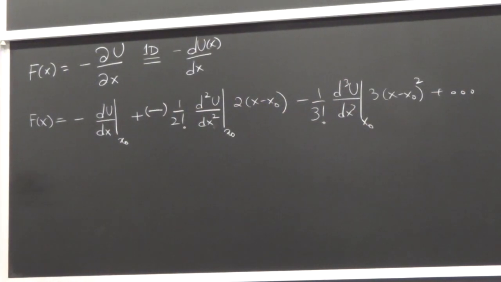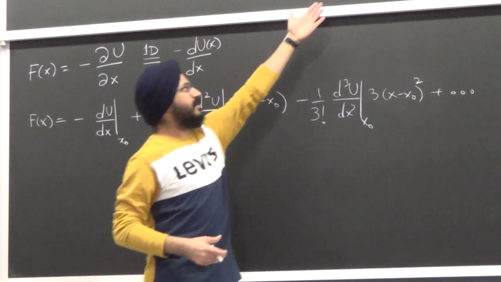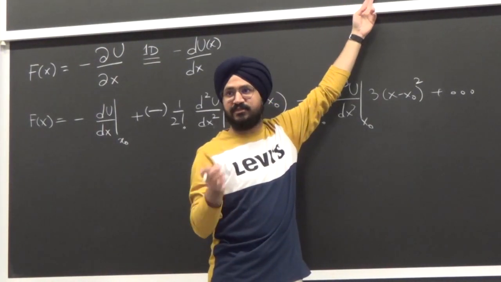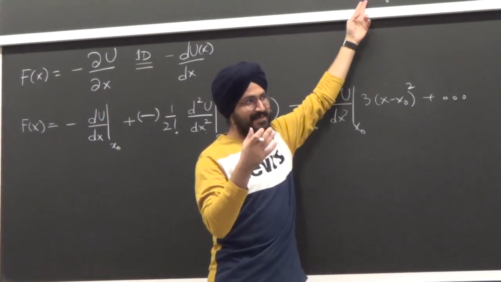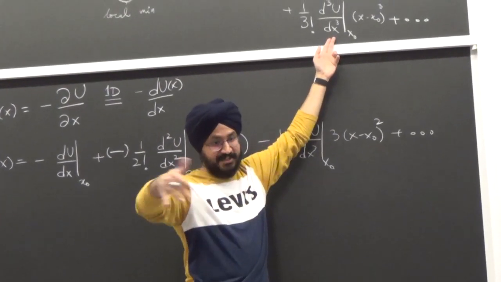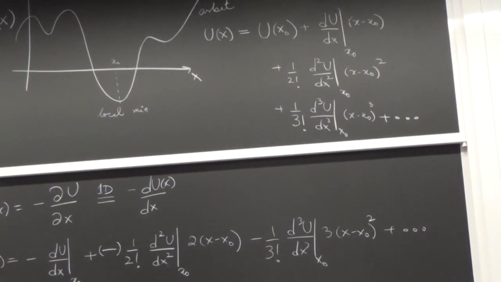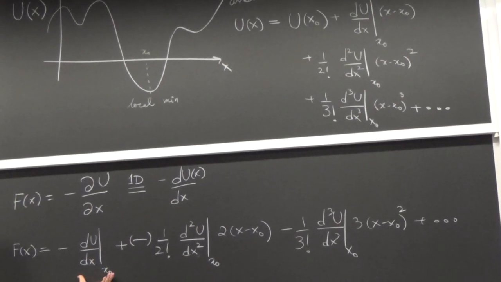Is that okay with everyone? Any questions about this? People often get a little confused about how you go from here to there. What about these differentials? They're numbers, because it's a property of the curve itself. Okay, so we have a bunch of terms. Let's try and see what they are. What about this one?